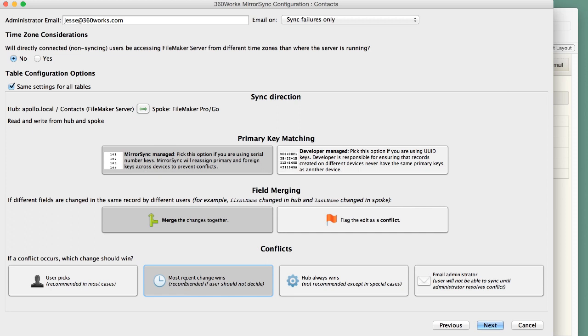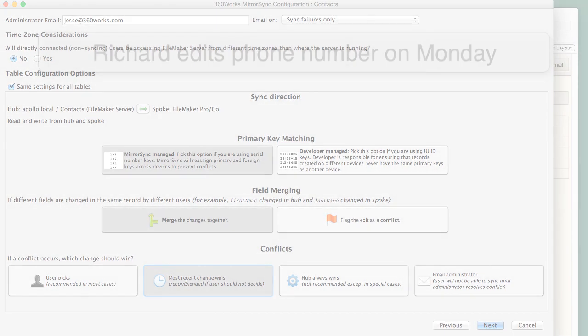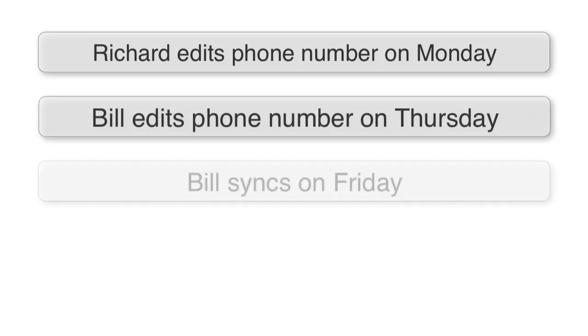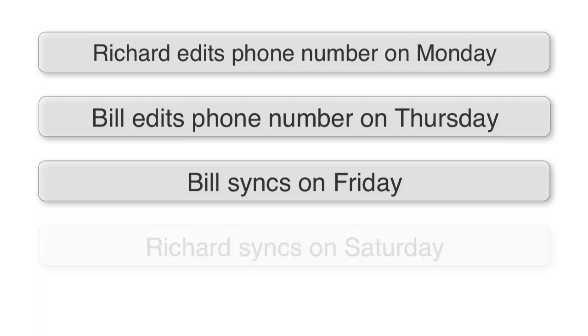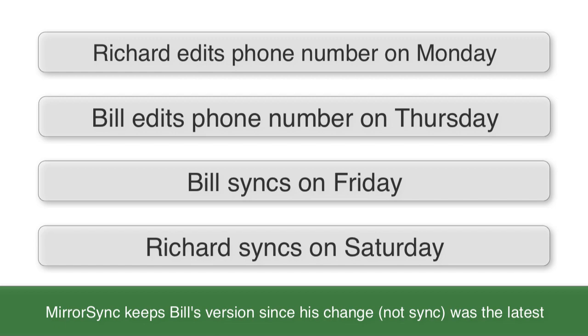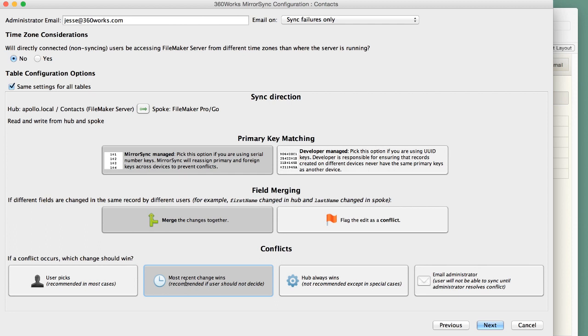So we talked about 2 phone numbers that get edited. If the person syncs once a week, I edit the phone number on Monday. Bill edits it on Thursday, and he syncs on Friday. Bill's, because it's the latest change, will survive that. And even when you sync later with your version, MirrorSync will know that even though you're syncing later, Bill made his change later, and it'll keep Bill's version. That's correct. So that's the most recent change wins option. And in that case, nobody ever has to resolve anything. We'll always take the most recent one. But you have to be confident that people aren't going to hose critical data.